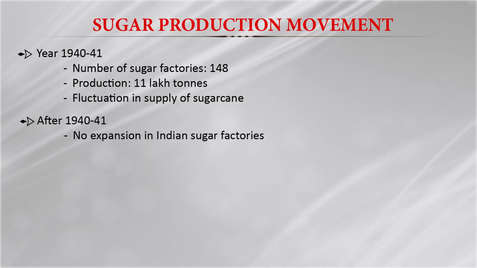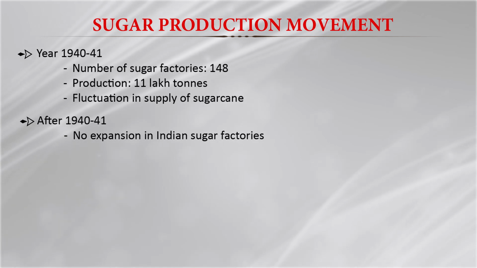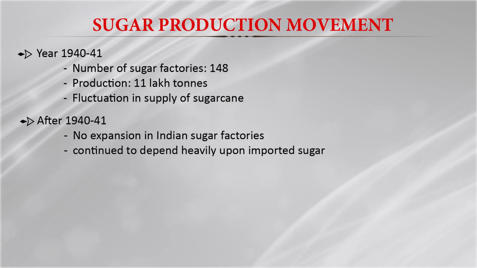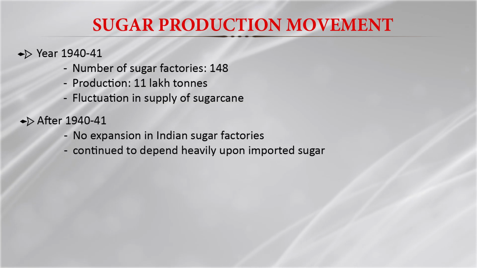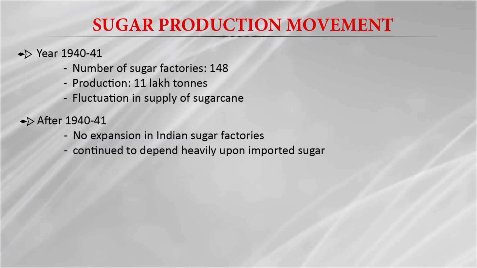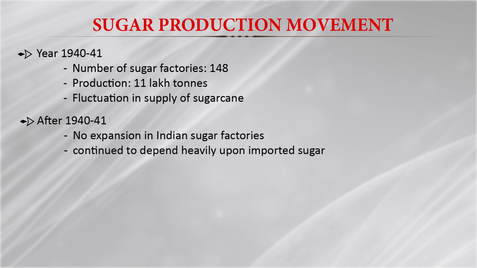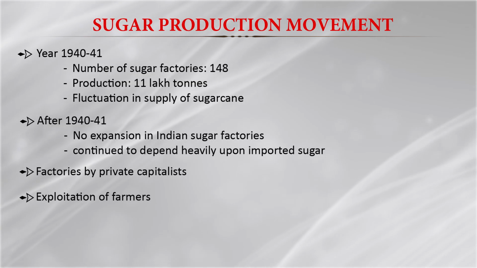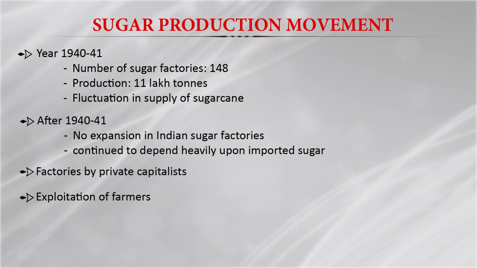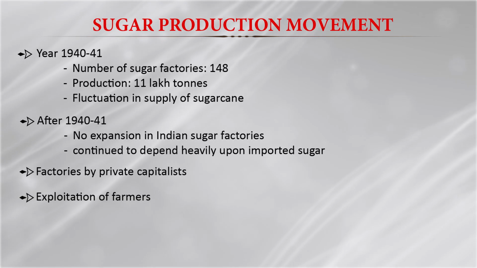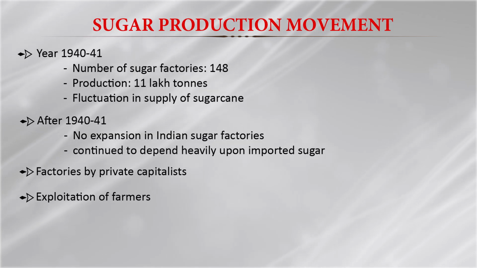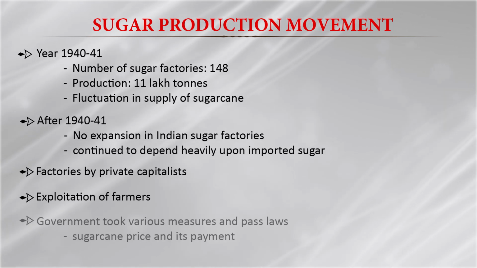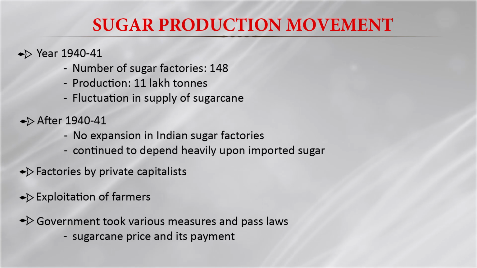After 1940-41, there was no expansion of sugar production in pre-independence India, and we continually depended on imports from other countries to meet our requirement. There was a lot of exploitation by the private companies, private traders and private capitalists, particularly of the farmers in making payments, and they were paying low prices. So there was a lot of exploitation of the farmers at that time, and then the government took various corrective measures.